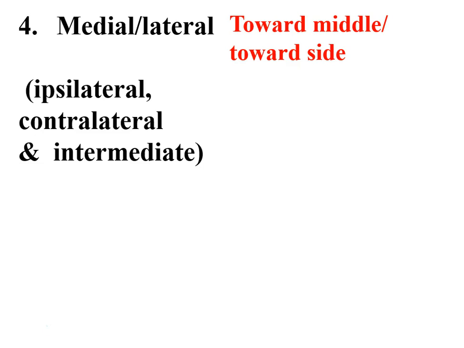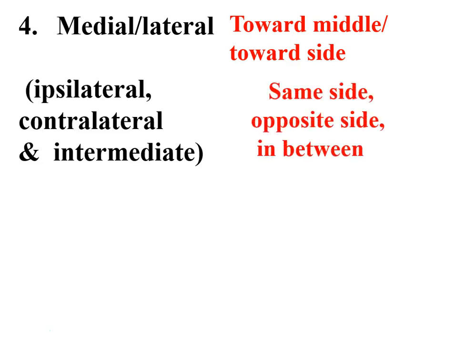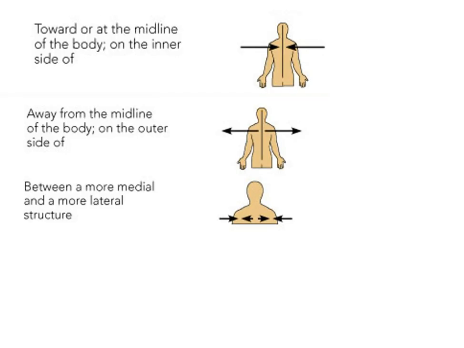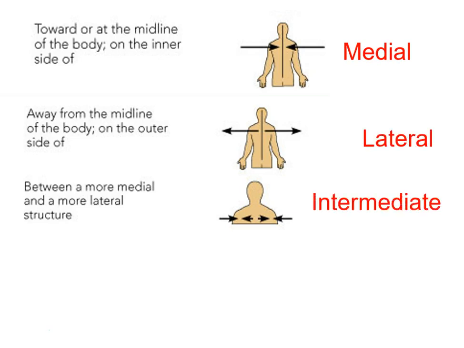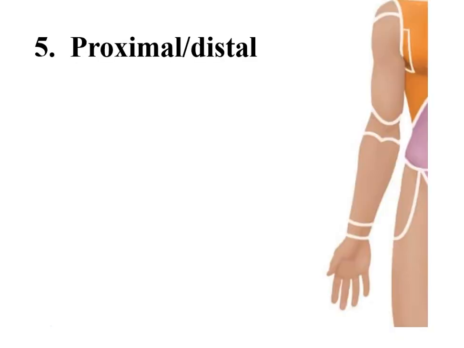If I am comparing my right ear and my right eye, they're on the same side, so they're ipsilateral. If I was comparing my right ear and my left ear, they're on opposite sides, so they're contralateral. Now, if I want to compare my ears, my eyes, and my nose: my nose is medial, my ears are lateral, but my eyes are in between medial and lateral, so they're intermediate. Same side, opposite side, in between. Medial towards the middle, lateral towards the side, in between medial and lateral, intermediate.